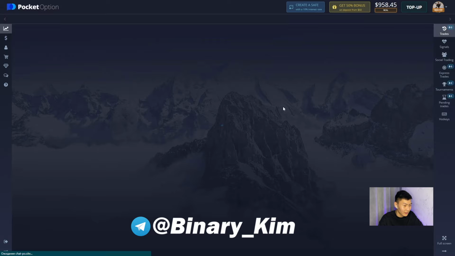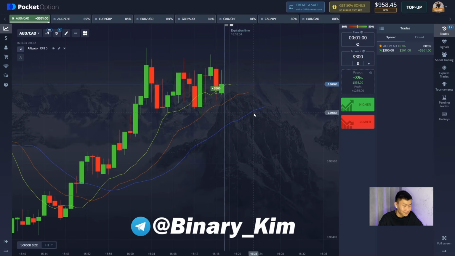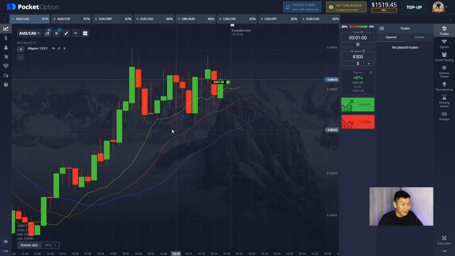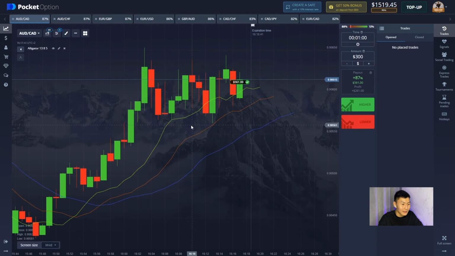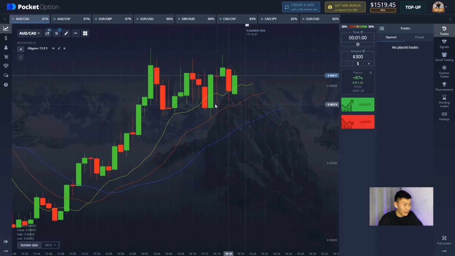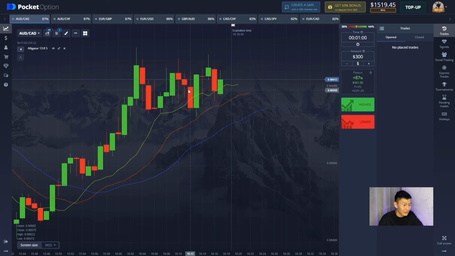Refresh the page, so it's fine. So now we got $1,519 on our balance, and refreshing the page one more time, and everything is fine. And let's find another currency pair for the most promising trend entry.